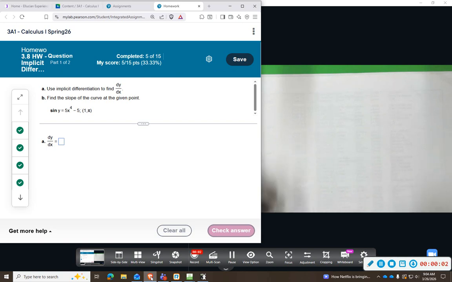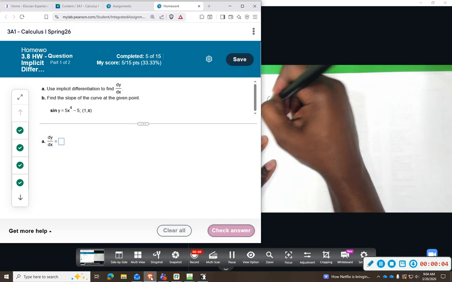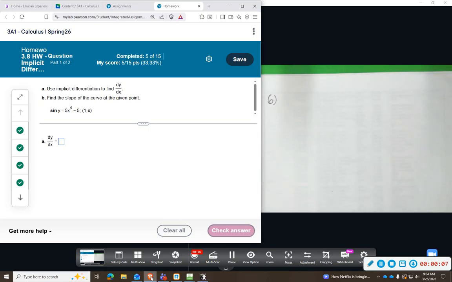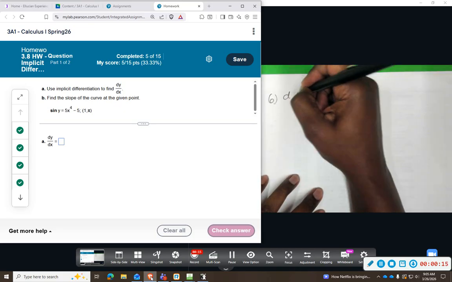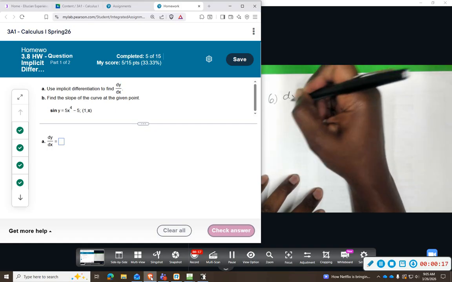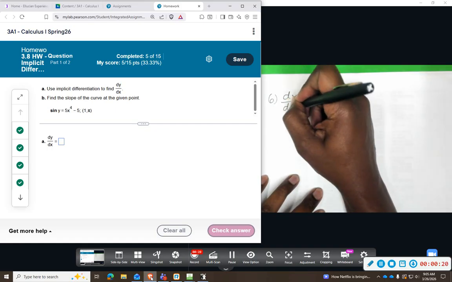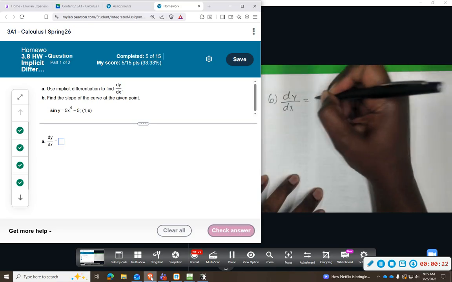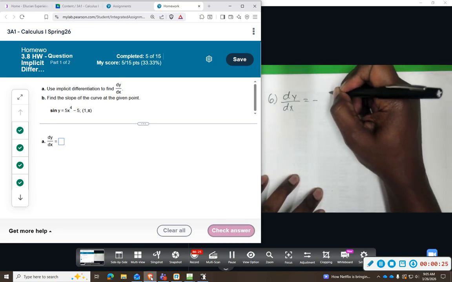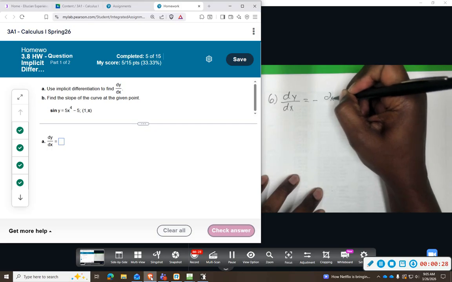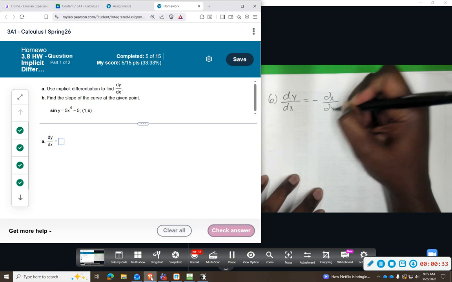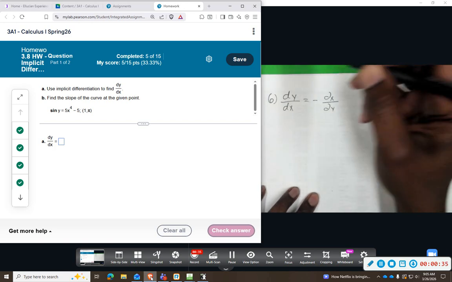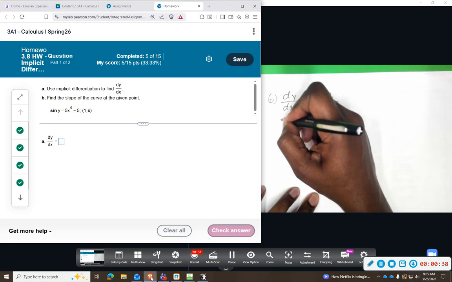All right, number 6. We're going to find the derivative and then find the slope at a given point. So I'm going to use the partial derivative again, equal to the negative partial of x divided by partial of y. Now, we do need to set the equation equal to 0.